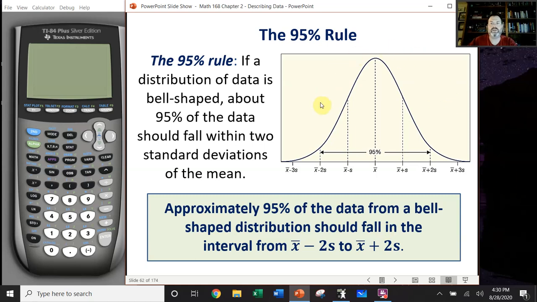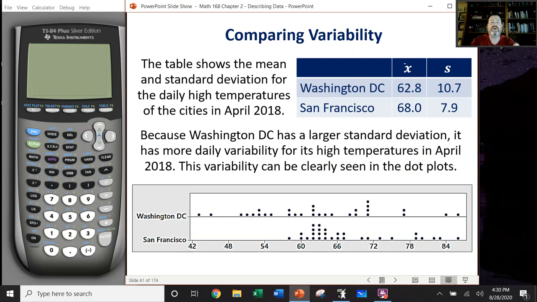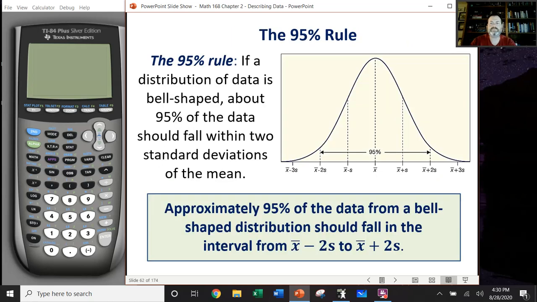So what that's saying is that it is predictable in a bell-shaped curve that if you try to identify where the middle 95% of the stuff is, if you're talking about dot plots, where's the middle 95% of the dots? If you're talking about a histogram, where's the middle 95% of the bars? Doesn't matter what graph you're using. You just estimate where the middle 95% is, and the boundaries of that 95% will be x bar minus 2s and x bar plus 2s. And that's what this is saying, right? Approximately 95% of the data from a bell-shaped distribution should fall in that interval.